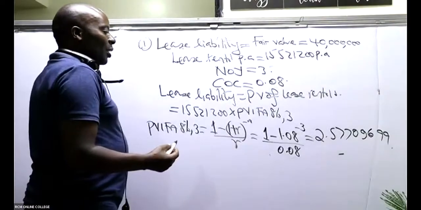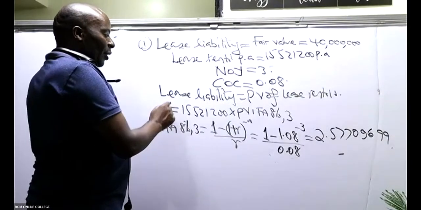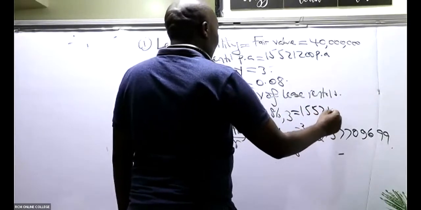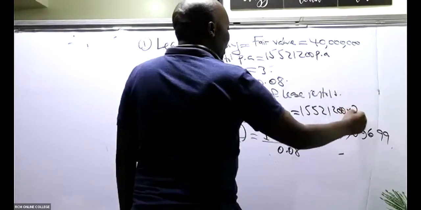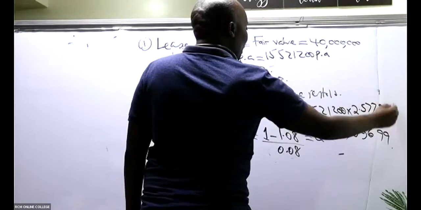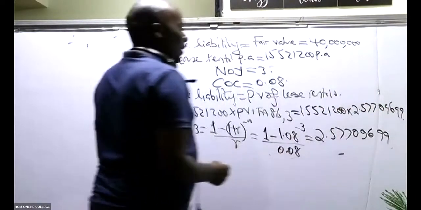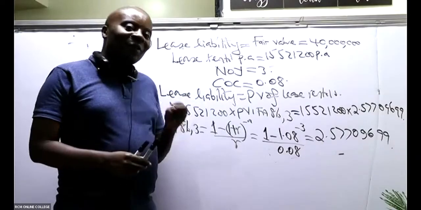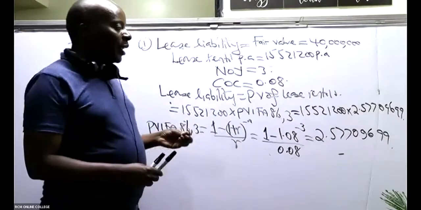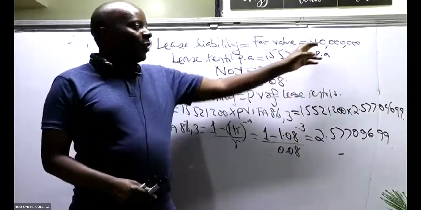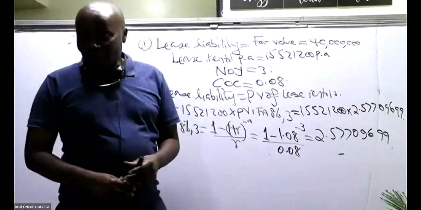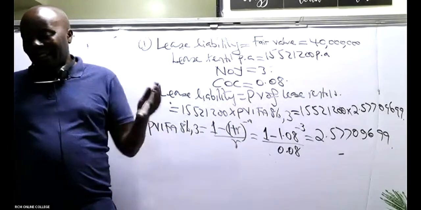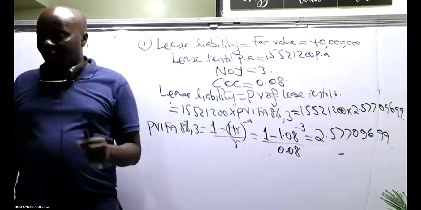Therefore, this lease liability will be the number that we have here, which is 15,521,200 times this ugly figure, 2.57709699. Is there somebody who is able to give me the lease liability? Of course, there will be rounding errors still, but most importantly, whatever figure we get here will be very close to this 40 million. It may be 39 and something, but it's going to be very close to that 40 million.